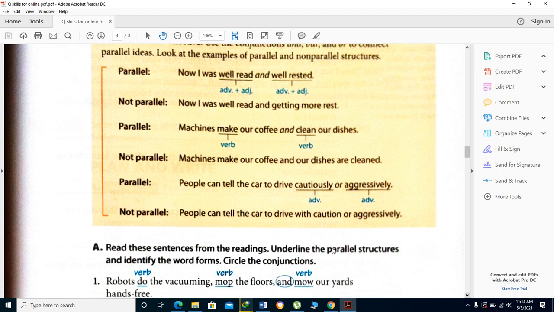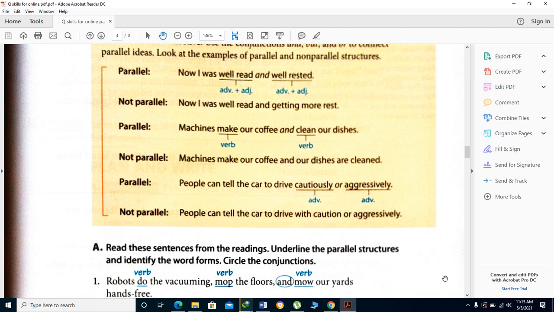People can tell the car to drive cautiously or aggressively. Cautiously and aggressively both are adverbs, and they've been connected with the coordinating conjunction or. Now let's see the non-parallel sentence. People can tell the car to drive with caution and aggressively. So now you have here a kind of a noun phrase, and here you have an adverb. It might convey the message, but it's not good English.